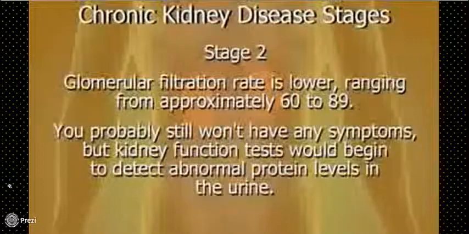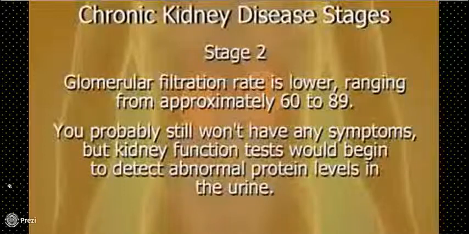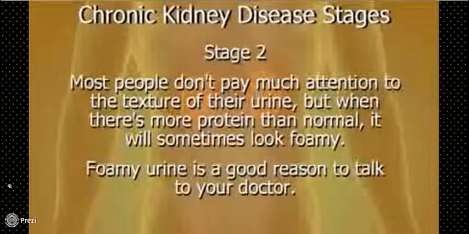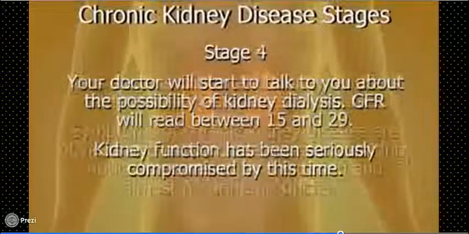At stage 2, filtration rate is lower, ranging from approximately 60 to 89. You probably still won't have any symptoms, but kidney function tests would begin to detect abnormal protein levels in the urine. Now, admittedly, most people don't pay much attention to the texture of their urine, but when there's more protein than normal, it will sometimes look foamy, seriously compromised.